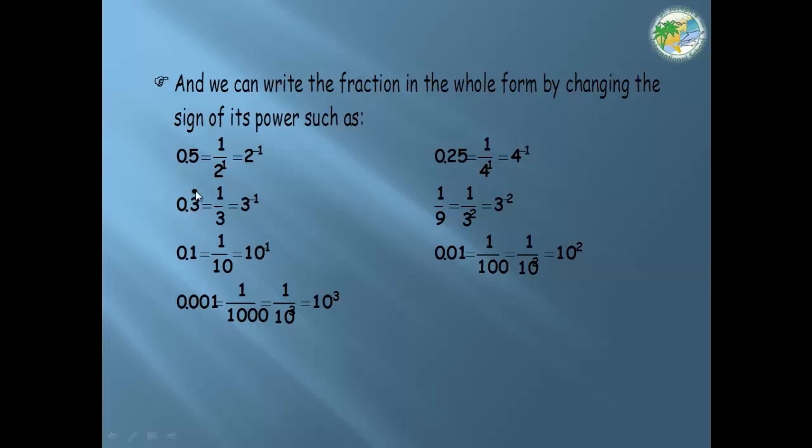0.3 repeated, this means 0.3333 equal 1 over 3 equal 3 power negative 1. 1 over 9 equal 1 over 3 power 2. Then change from the denominator into numerator and change the sign, so 3 power negative 2. 0.1 equal 1 over 10 equal 10 power negative 1. 0.01 equal 1 over 100 equal 1 over 10 power 2 equal 10 power negative 2. 0.001 equal 1 over 1000 equal 1 over 10 power 3 equal 10 power negative 3. Fine.